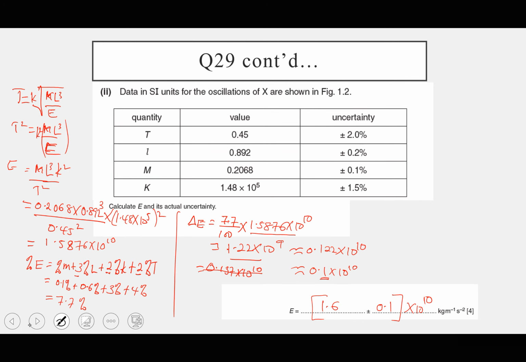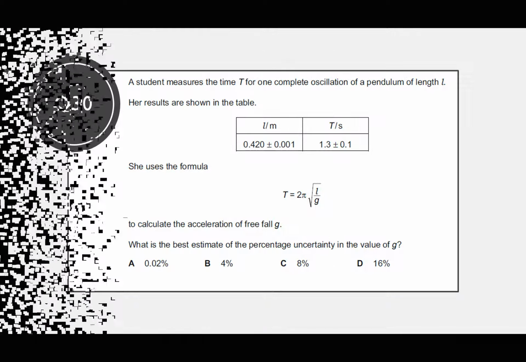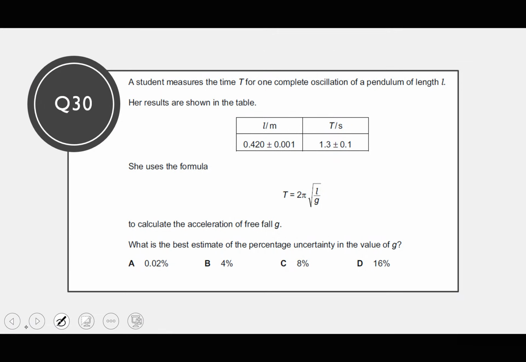Okay, next. The student measures the time t for one complete oscillation of a pendulum of length L. Her results are shown in the table. She uses the formula to calculate the acceleration of free fall. What is the best estimate of the percentage uncertainty in g? So we make g the subject: square both sides, T squared is equal to 4 pi squared L over g. So g will be equal to 4 pi squared L over T squared.